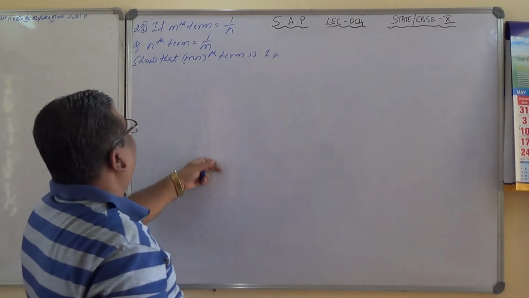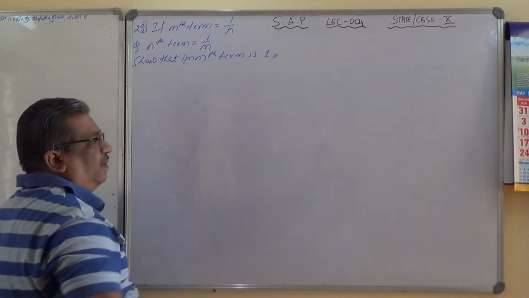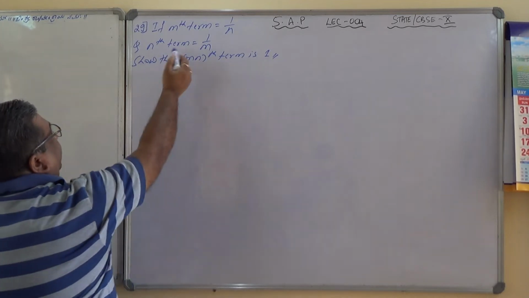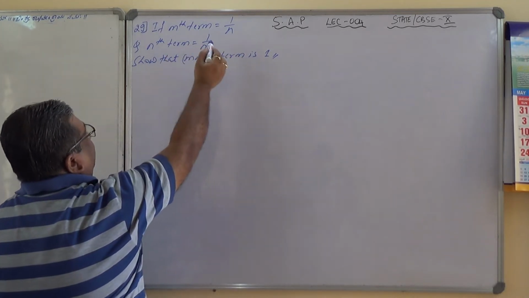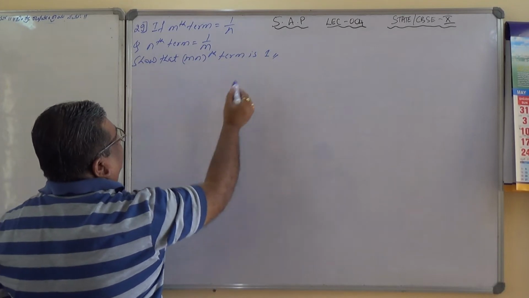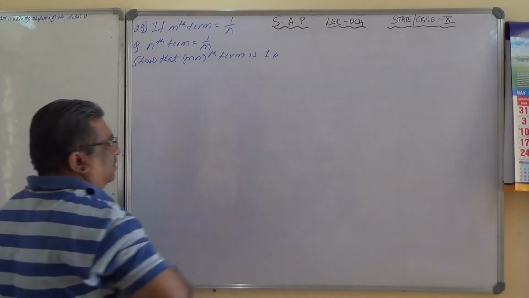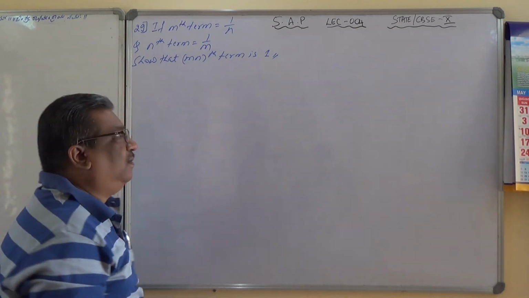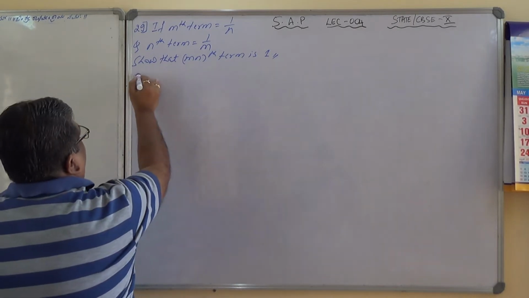Here we have one more typical sum. Now I am taking level 2 from RDS. If the mth term is 1 by n and the nth term is 1 by m, show that the mnth term is 1. Some of these numericals are very important and you have to practice a lot. Okay, so solution.